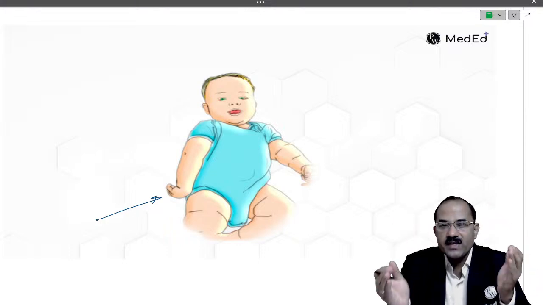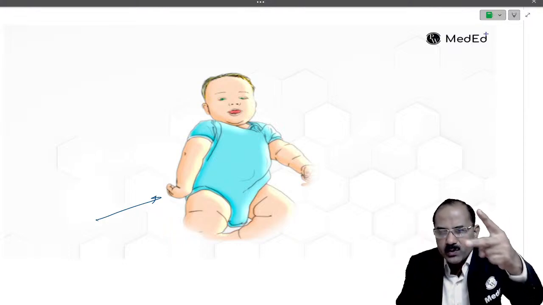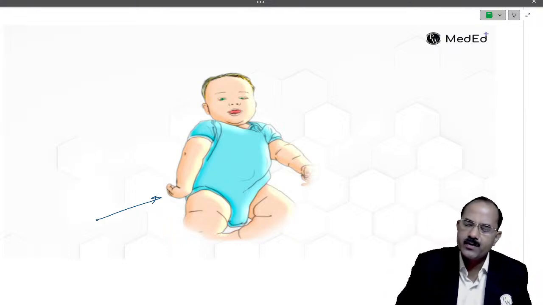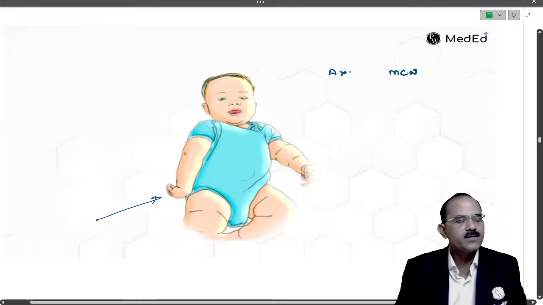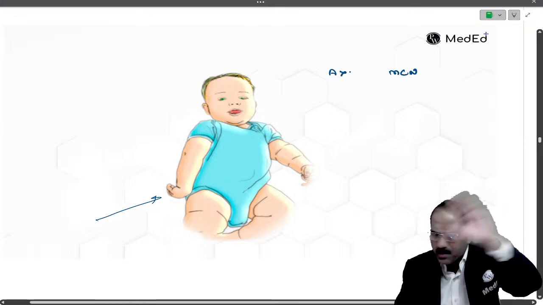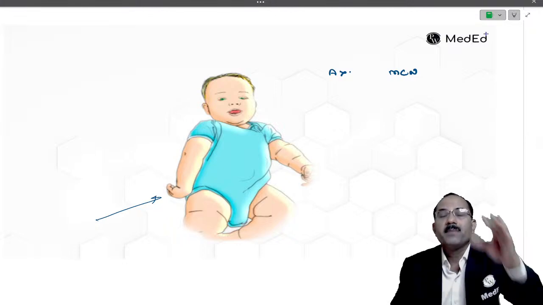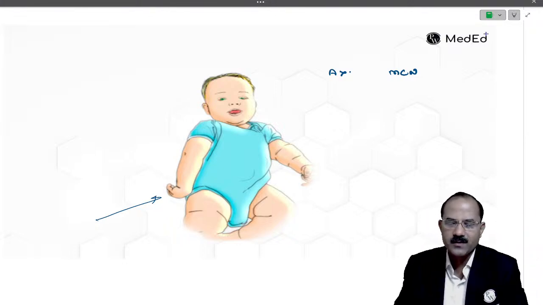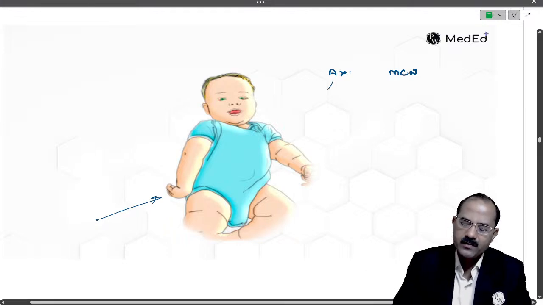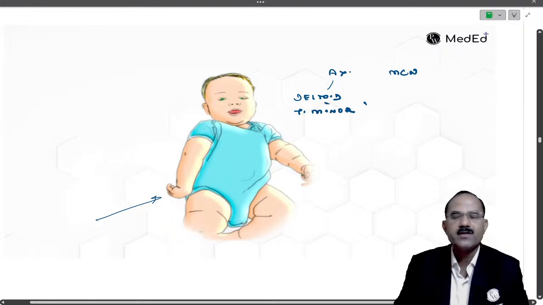And these C5, C6 are mainly concentrated in two nerves. One is the axillary nerve and the other one is the musculocutaneous nerve. C5, C6 are present in many nerves, okay, but the main concentration is in the axillary and the musculocutaneous nerve. Now tell me, what does the axillary nerve supply? Deltoid and teres minor. Okay, axillary nerve supplies deltoid and teres minor.